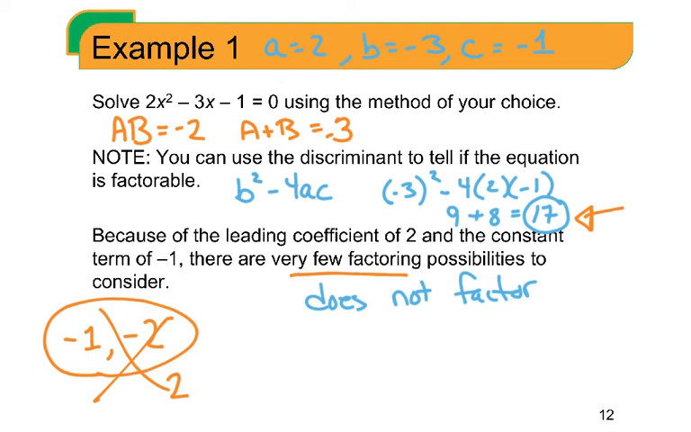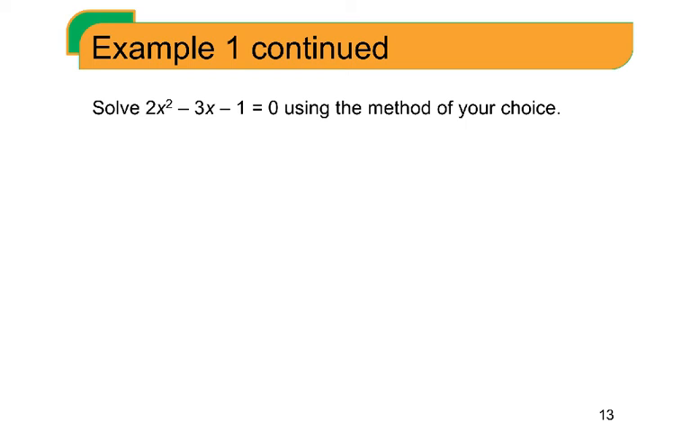Now, what method do we want to use? Here, A doesn't equal 1. So we have to fix that if we're going to complete the square. And this is not an easy number to divide by 2 already. So I would say quadratic formula in this case, but maybe we'll work it both ways. Let's try the quadratic first. So we have A equals 2, B equals -3, C equals -1.